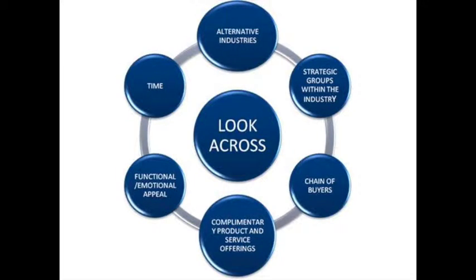There are 6 basic approaches to create blue oceans. As the graph showed, it contains alternative industries, strategic groups within the industry, chain of buyers, complementary product and service offerings, functional or emotional appeal, and TAM.